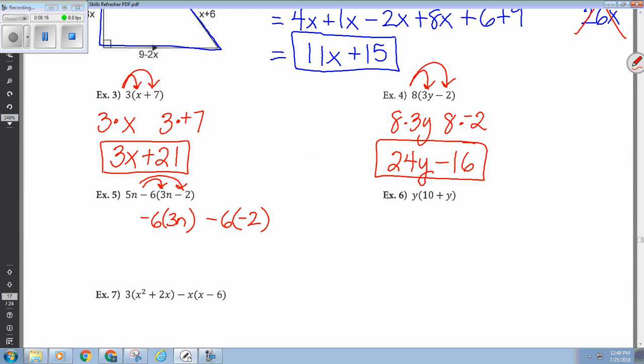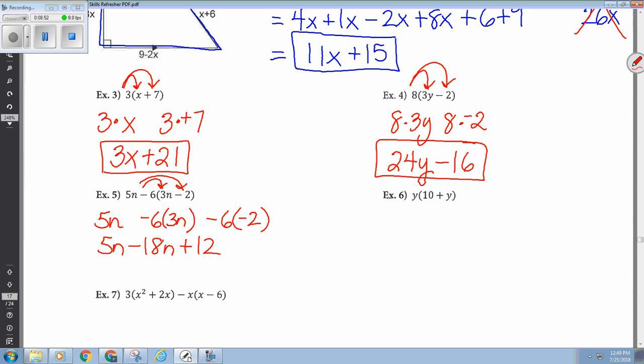The 5n was not attached, so you just bring it down for right now. Then simplify it. So you have 5n, negative 6 times 3 is negative 18n. Negative 6 times negative 2 is positive 12. So now we're almost finished with the problem. We just have to combine like terms.